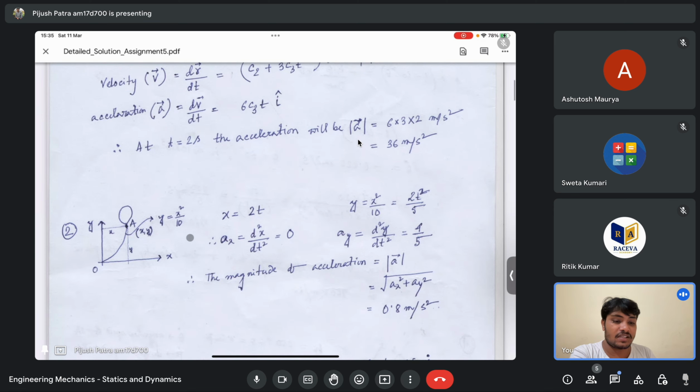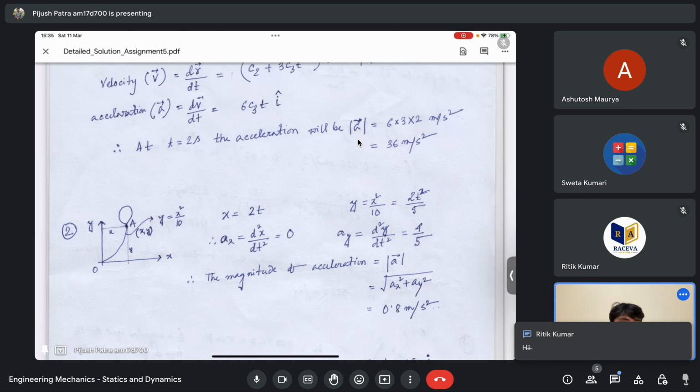And in the second problem it's the same way, but here only how the x coordinate is changing with time is given, that x equals 2t, and the relation between x and y is given through the path. That means the trajectory is given: a weather balloon launching from the station and following a parabolic path, y equals x squared by 10. So in that way you can also convert the y coordinate into time, and you can separately calculate the acceleration in the x direction and the acceleration in the y direction, and you can easily calculate the acceleration of the entire thing.